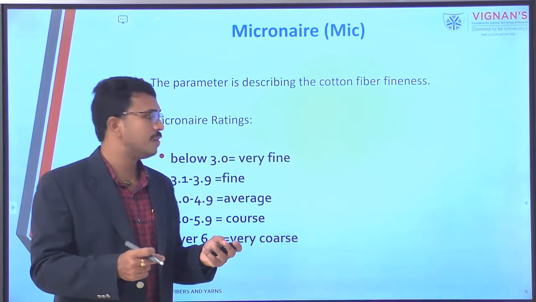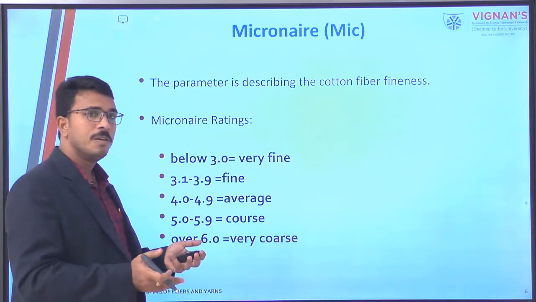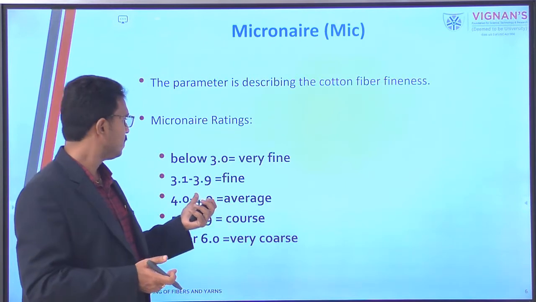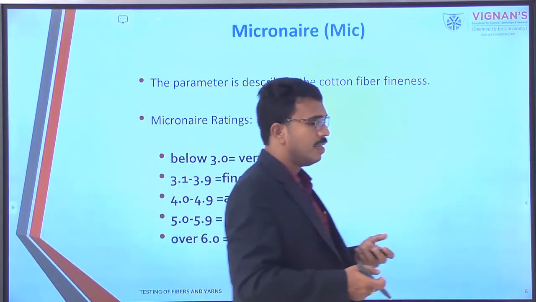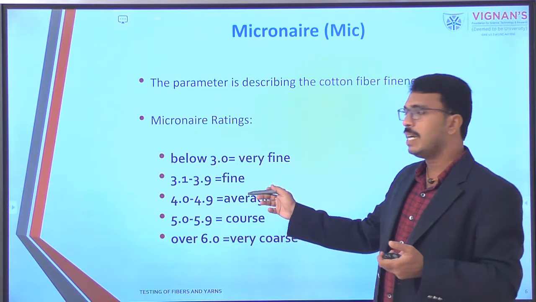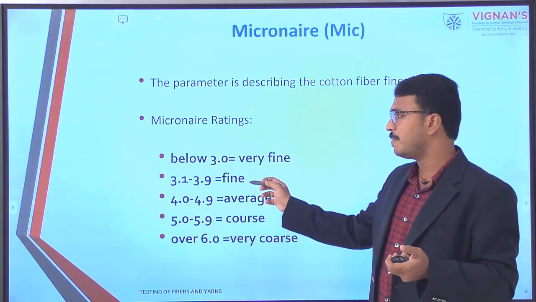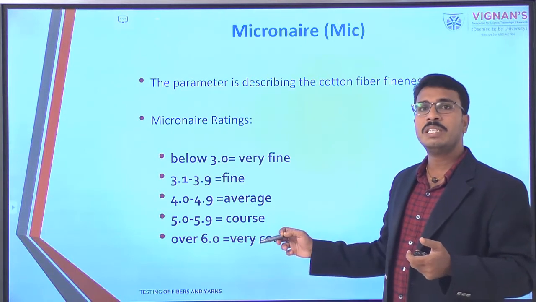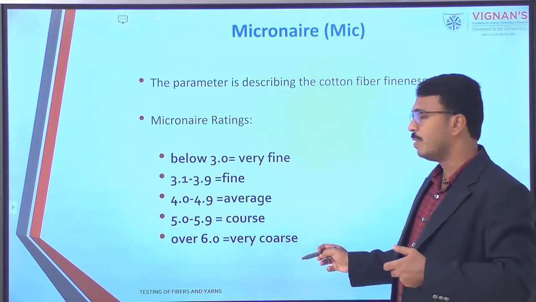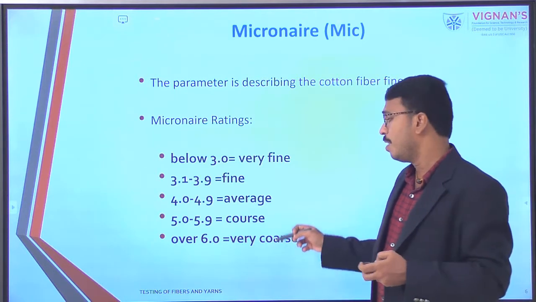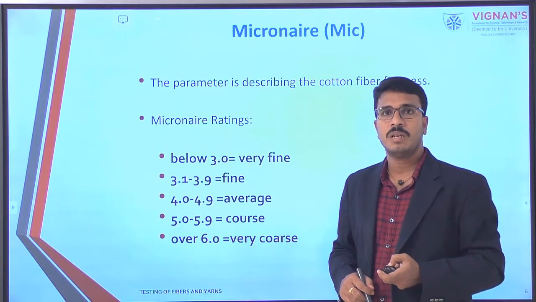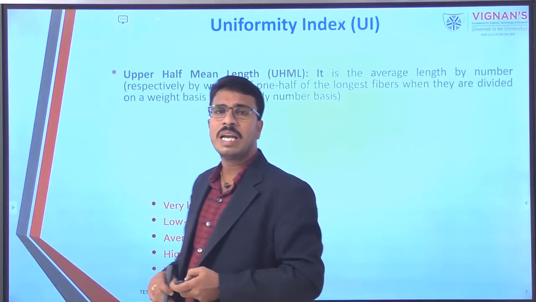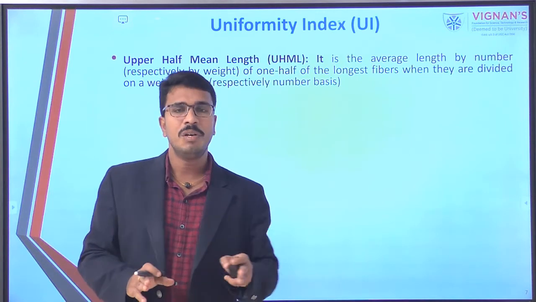Generally it ranges from 3 to 5, or 3 to 6. Below 3 it indicates very fine fibers, and 3.1 to 3.9 indicates fine, 4 to 4.9 average, and 5 to 5.9 are coarse fibers, and over 6 it is considered to be very coarse fibers. Okay, so here the Micronaire values can be found out by using this airflow principle.